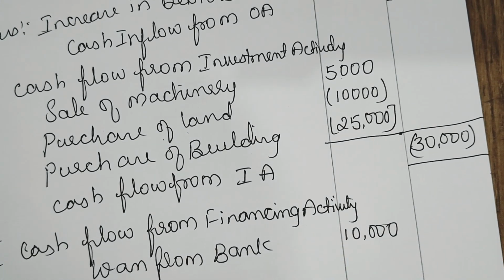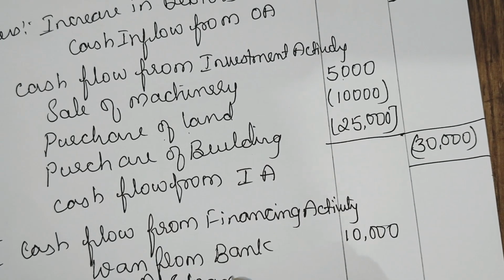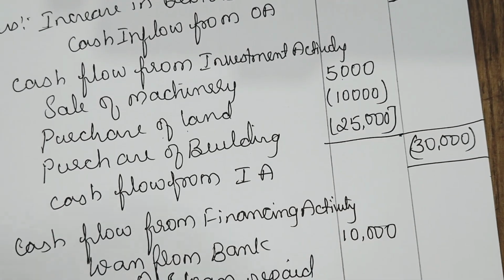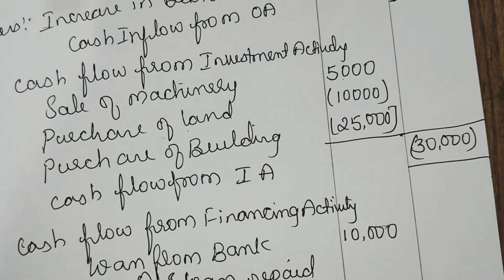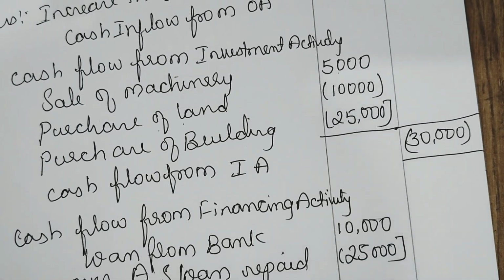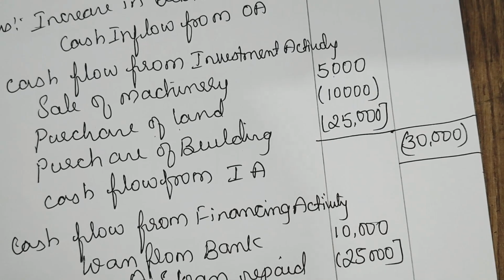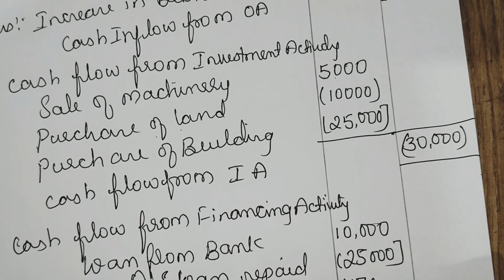Then Mr. A's loan repaid. Why is it repaid? Because on the 1st Jan amount is shown, but on 31st December amount is not there, that means it is repaid. Okay, repaid 25,000. Full amount is refunded, that is why the whole amount we are going to consider. Drawings, because only capital is given. Only capital means it is personal capital of the partners or owners, proprietors. 17,000.